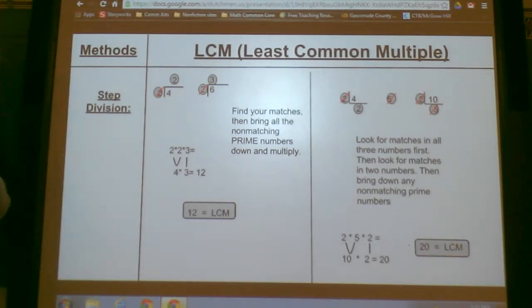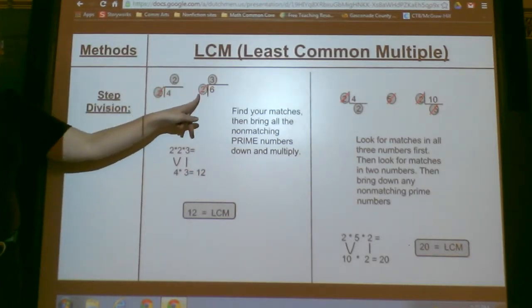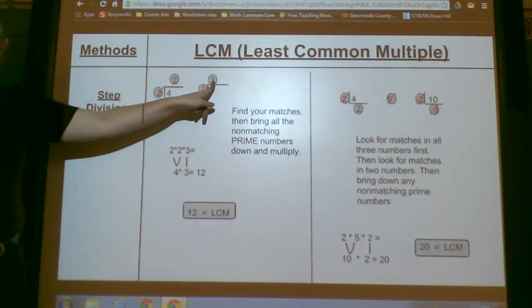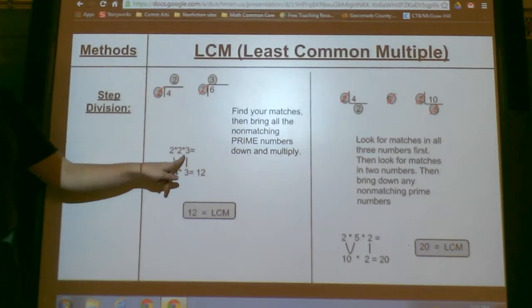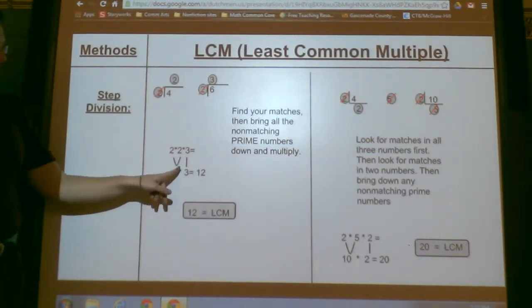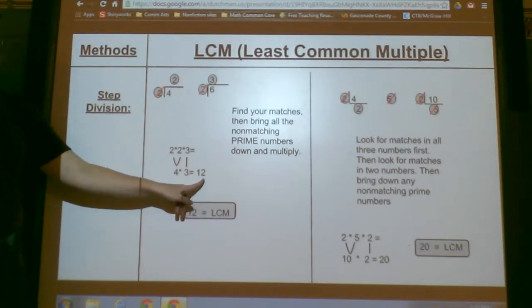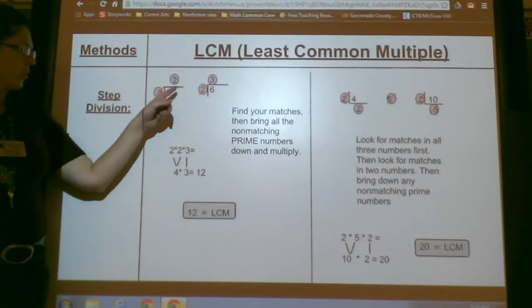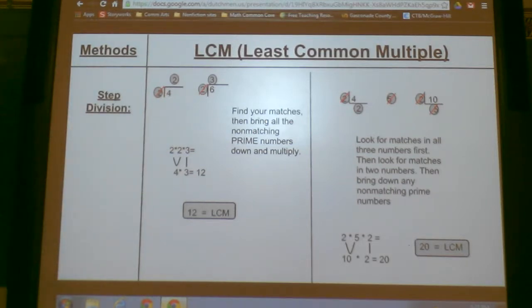Now we find our matches. I have a 2 here and a 2 here. That's a 2 in common. I have nothing else in common, so I bring down both of what don't match. So now I have 2 times 2, which is 4, times 3, which is 12. So the LCM of 4 and 6 is 12.